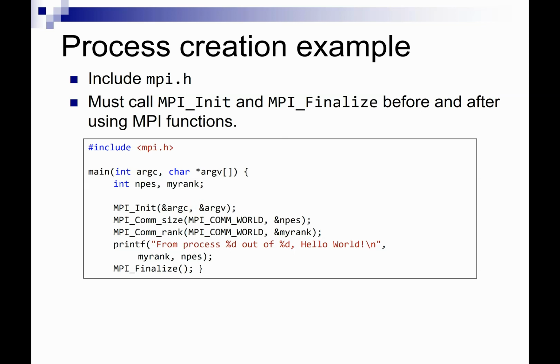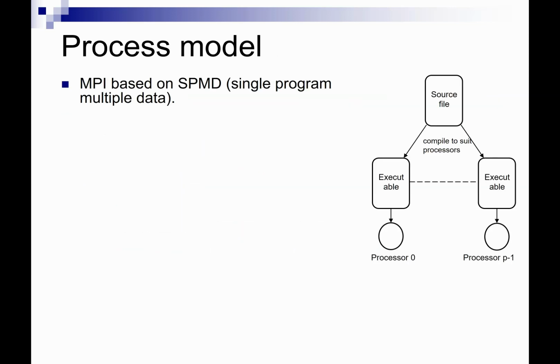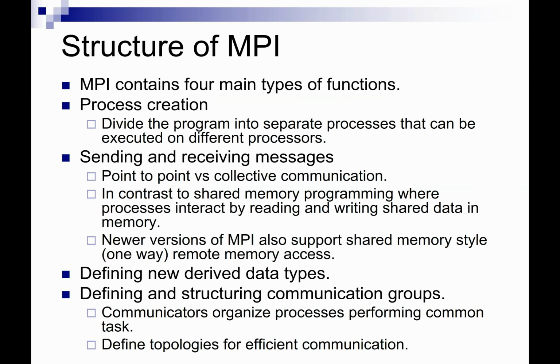And so what we do is we call this function called MPI comm size. Now, this comm is what I mentioned earlier. In order to do communication, you have to specify a group of processes that you want to communicate with. And this group of processes is called a communicator.